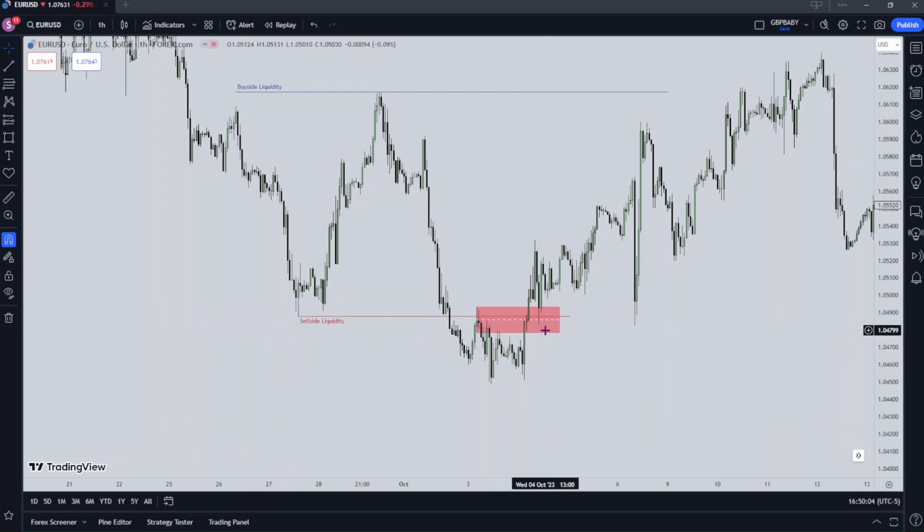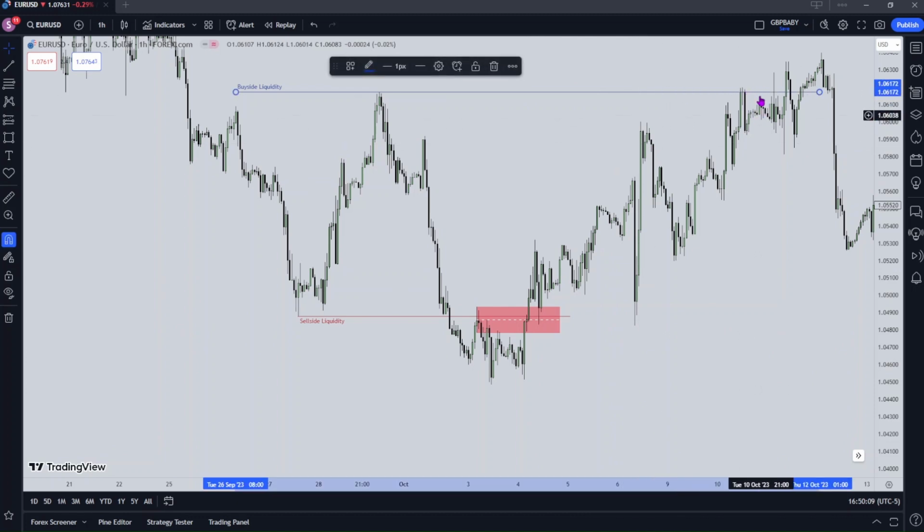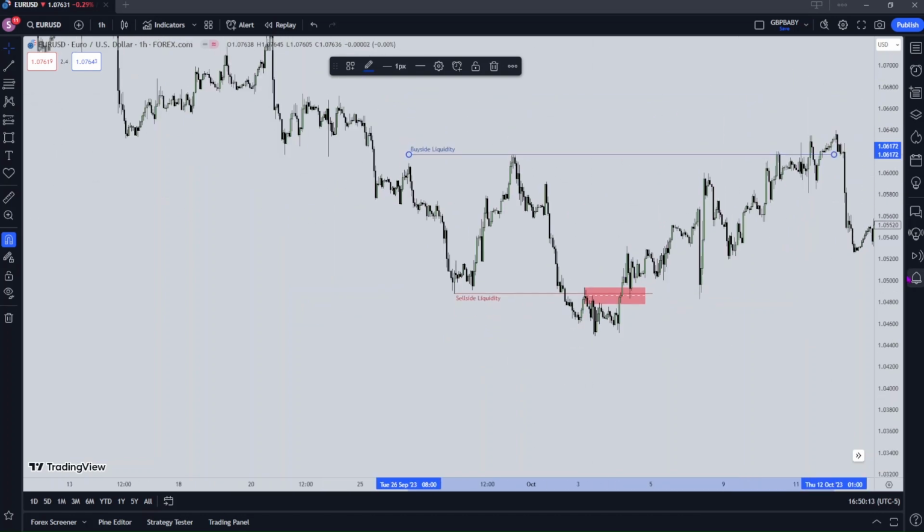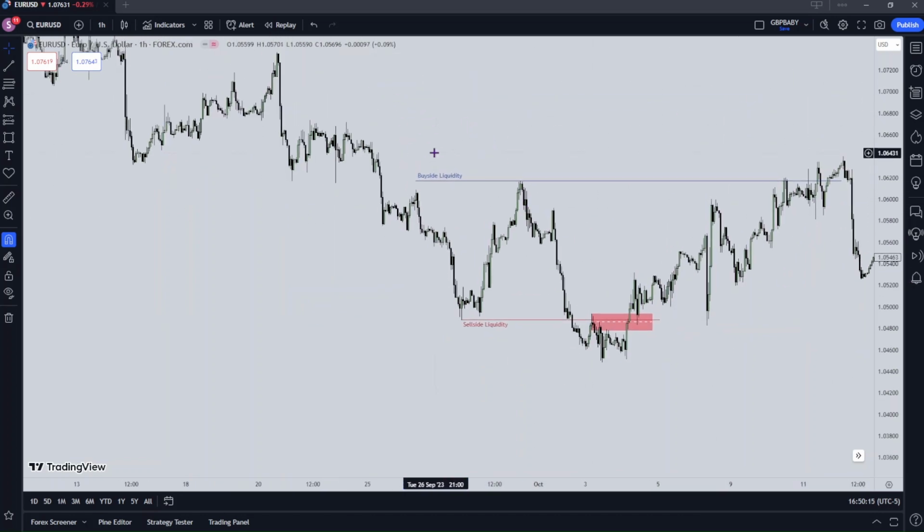We buy that, and then what? And then we simply wait for price to run up and take out the buy side liquidity, which it does nicely over here. So I hope that makes sense, guys. I want to make clear that liquidity resides above significant swing highs and relative equal highs, and below significant swing lows and relative equal lows.